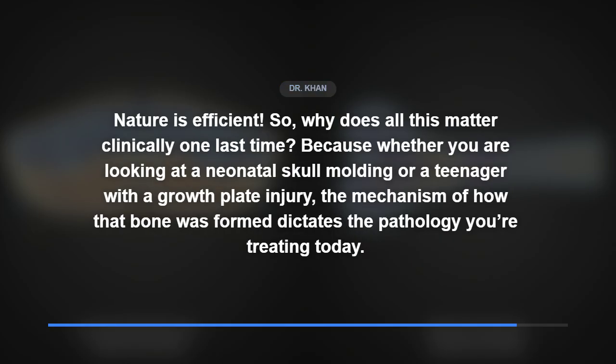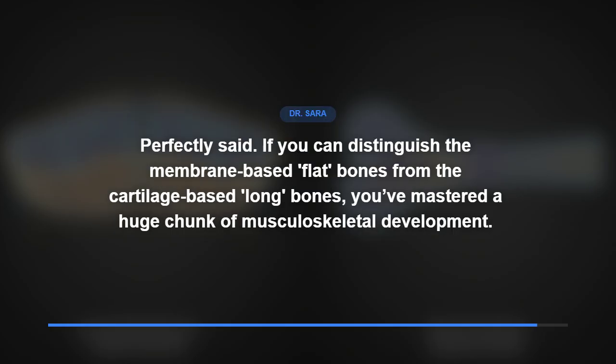Nature is efficient. So why does all this matter clinically one last time? Because whether you are looking at a neonatal skull molding or a teenager with a growth plate injury, the mechanism of how that bone was formed dictates the pathology you're treating today. Perfectly said. If you can distinguish the membrane-based flat bones from the cartilage-based long bones, you've mastered a huge chunk of musculoskeletal development. Thanks for the deep dive, Sarah.